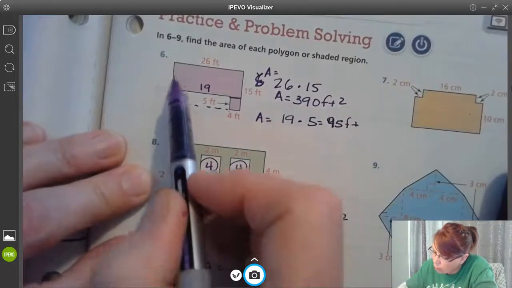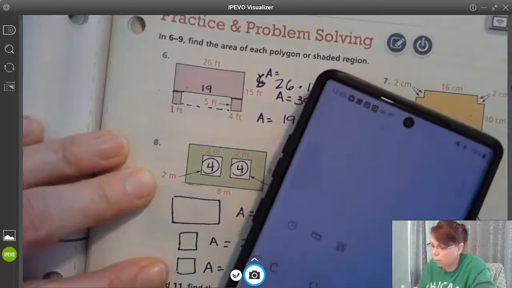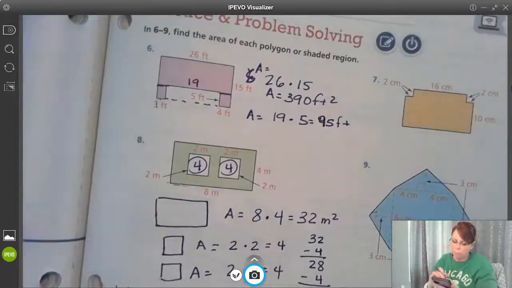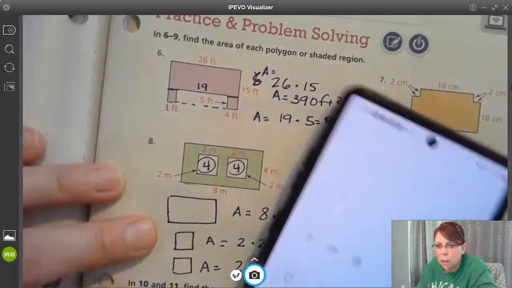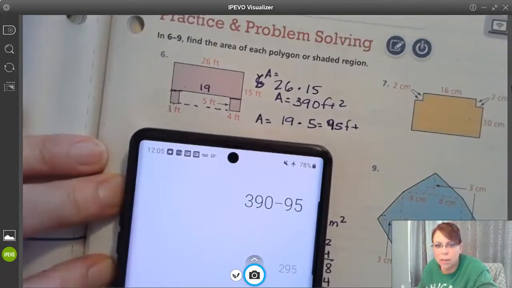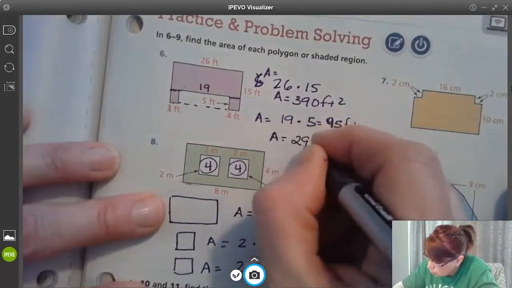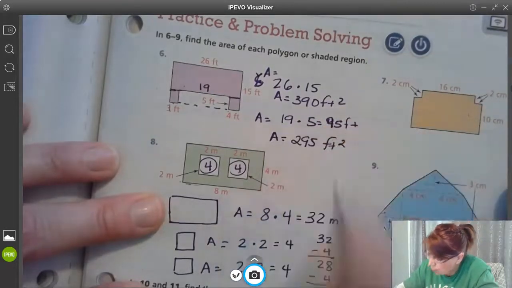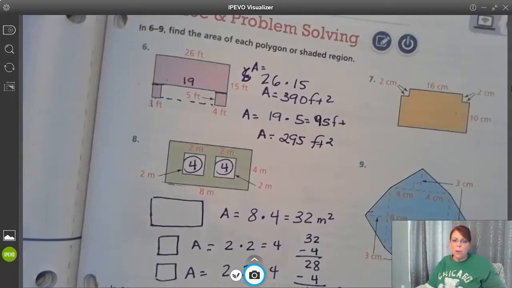So to figure out the area of this purple space only, we are going to take our original answer of 390. This is just too dark. I got to lighten this up because even I can't see it. All right. So I'll try this again. I'm going to take my original 390 minus 95, the part that was not shaded in, and we get 295. So area equals 295 feet squared. And like I said, there was other ways for you to solve this problem. I don't know how you did it, but you should have gotten an answer of 295 feet squared.